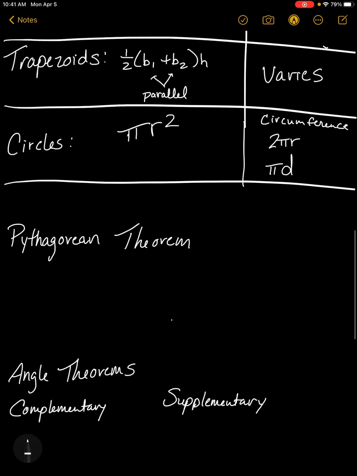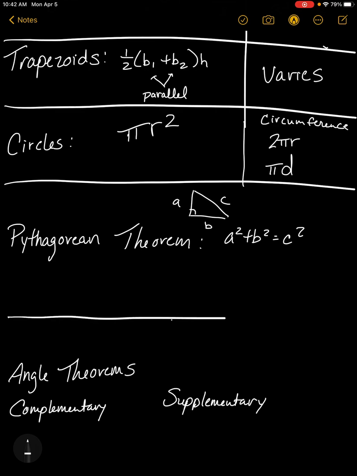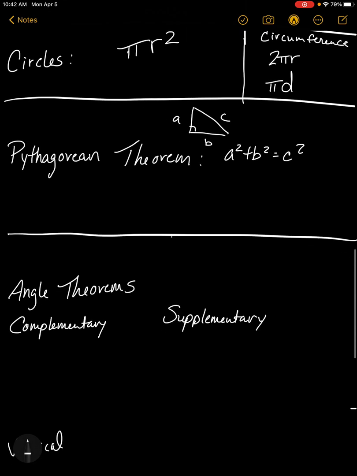Okay, also the Pythagorean theorem, we're going to find out how much you know about this during the week, but it is a squared plus b squared equals c squared, where you've got a right triangle, and you've got A, B, and C is the hypotenuse. So you just have to make sure to plug it into that formula correctly. Like I said, we'll work more on that during class also.